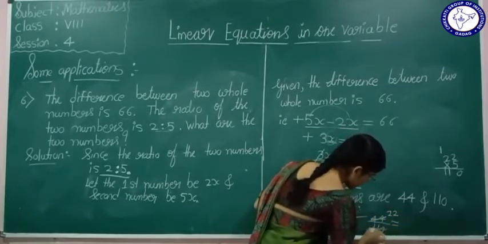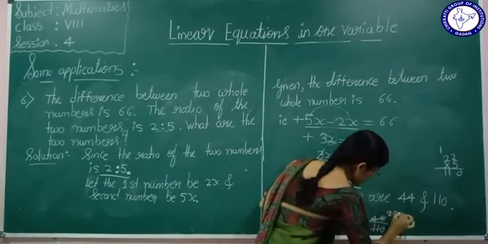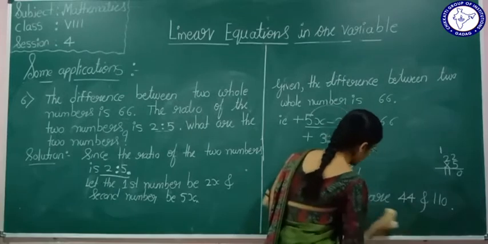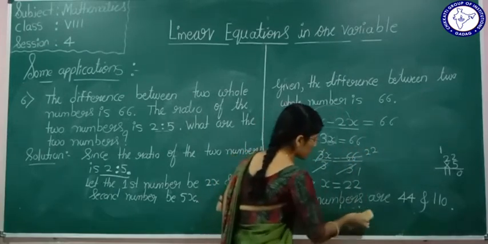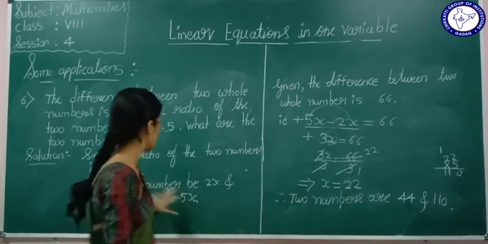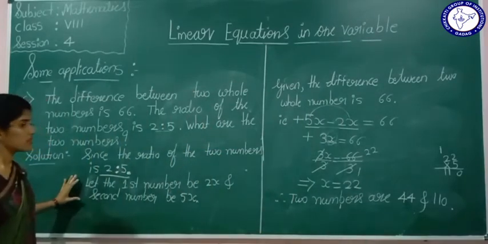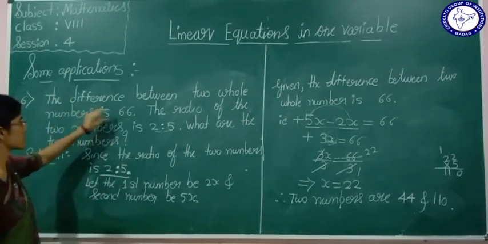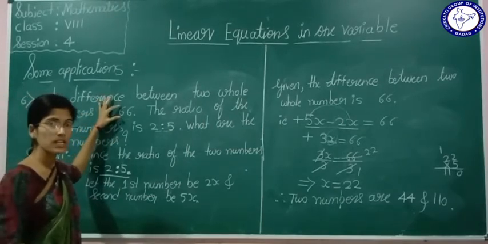Definitely, 11 22s are, 11 10s are, 11 2s are, 11 5s are. The ratio is also 2:5. Definitely whatever numbers we have got are correct, because we got the same ratio and the difference is also 66.